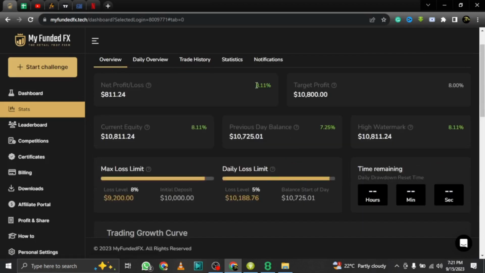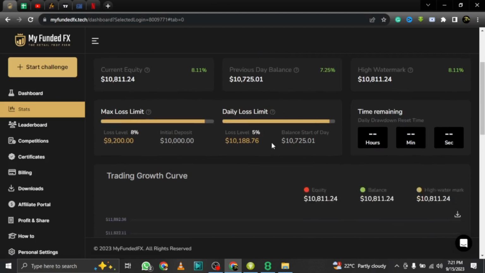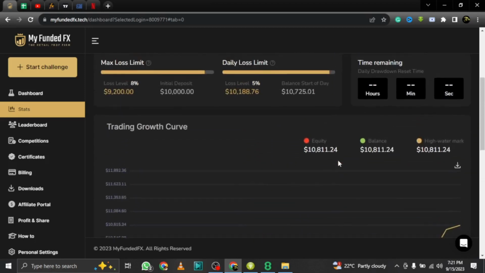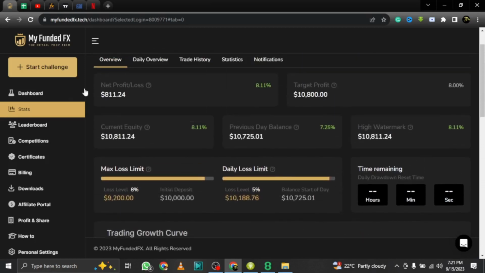So if I show you the overview, let's look at the target. You can see that the target is 800. I already made the 8%, and of course you can see that we've now been able to pass this 10K. This is phase 1, so I'm now heading to phase 2. Today is Friday, so we're waiting for next week. We're gonna trade, look for the 5%, and also get funded.